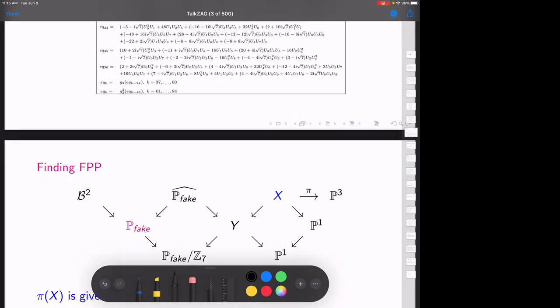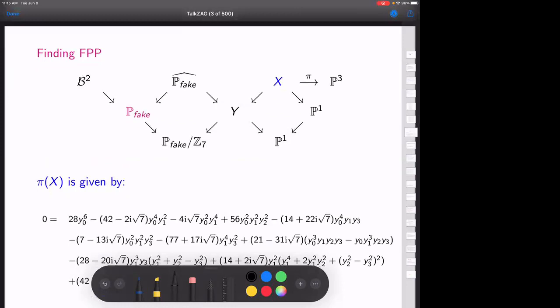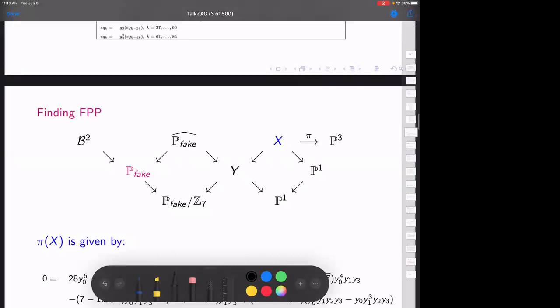But of course, you don't just guess them. So how did we find them? Here is the setup. You have a ball quotient, which is this fake projective plane. It's not just any fake projective plane. It has a very special property: the automorphism group is of order 21.